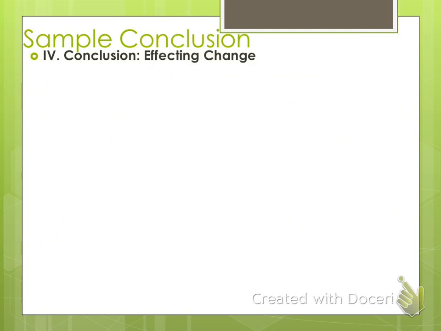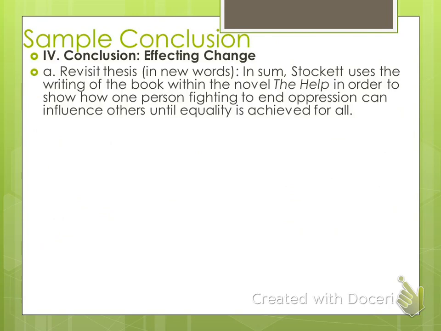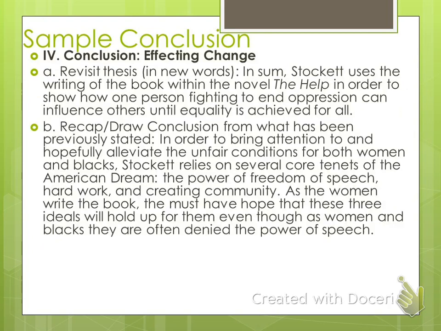So I would conclude by revisiting my thesis and talking about affecting change. So I'm going to give that in new words. In sum, Stockett uses the writing of the book within the novel The Help in order to show how one person fighting to end oppression can influence others until equality is achieved for all. I would recap by saying, in order to bring attention to and hopefully alleviate the unfair conditions for both women and blacks, Stockett relies on several core tenets of the American dream: the power of freedom of speech, hard work, and creating community. As the women write the book, they must have hope that these 3 ideals will hold up for them, even though as women and blacks they are often denied the power of speech.